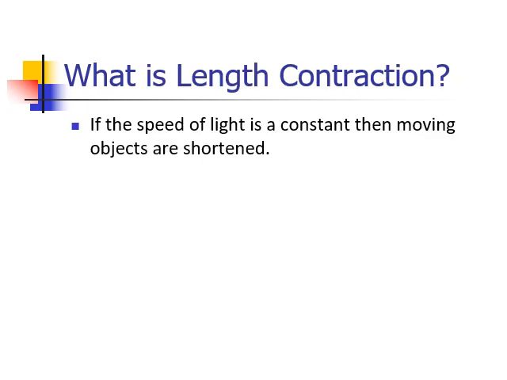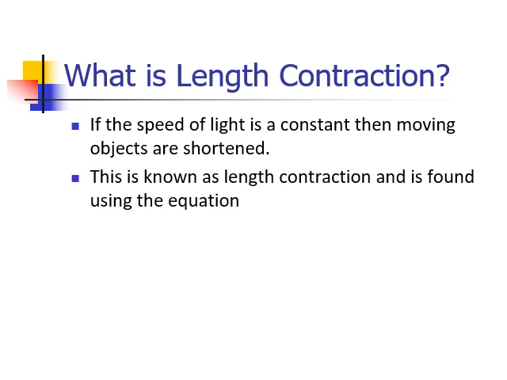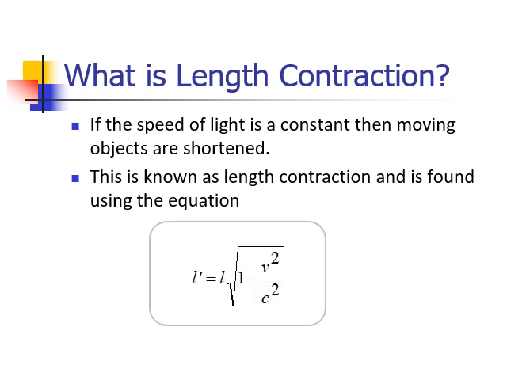Well, one of the consequences of Einstein's postulate that the speed of light is constant is that if the speed of light is constant, then objects that are moving very fast are shortened or contracted in length. So length contraction is the shortening of objects that are traveling at fast speeds. And we can work out what the length contraction is.